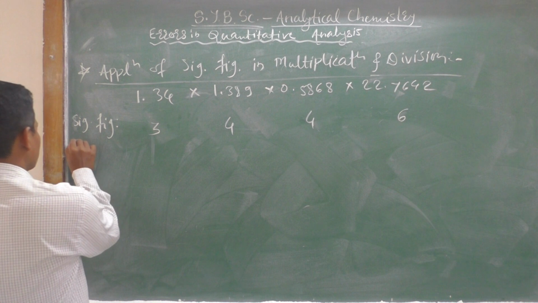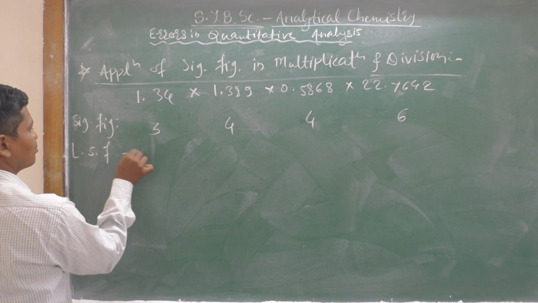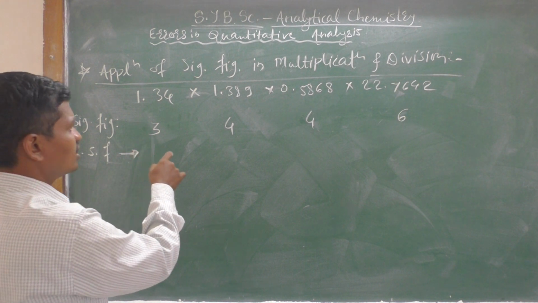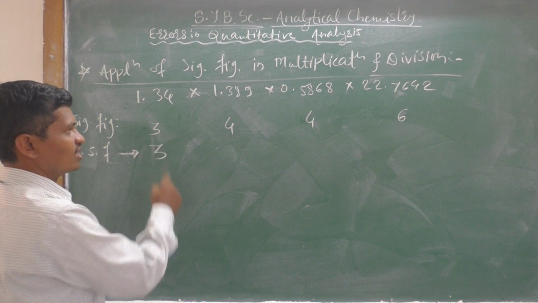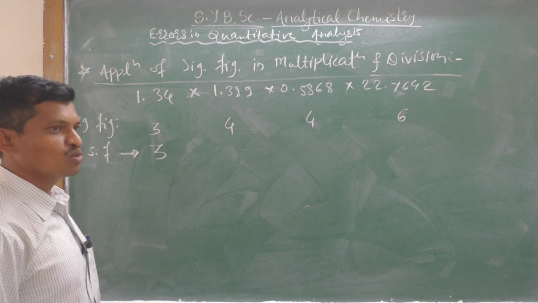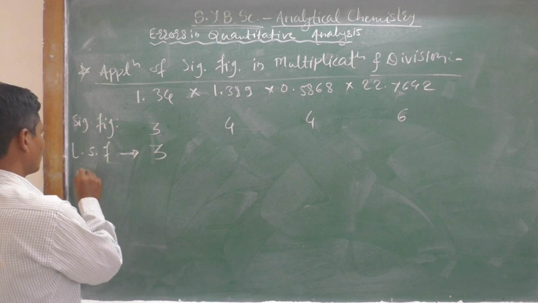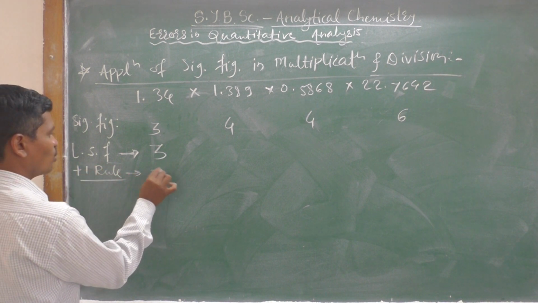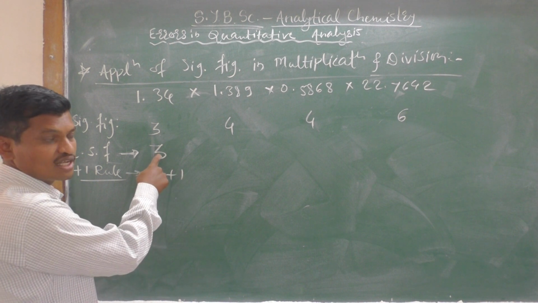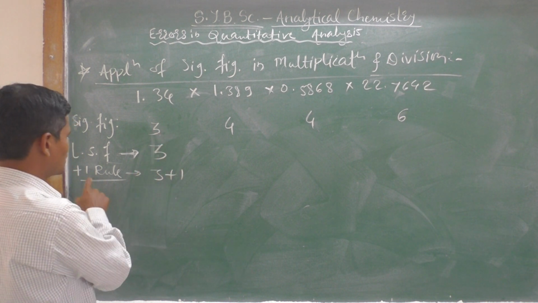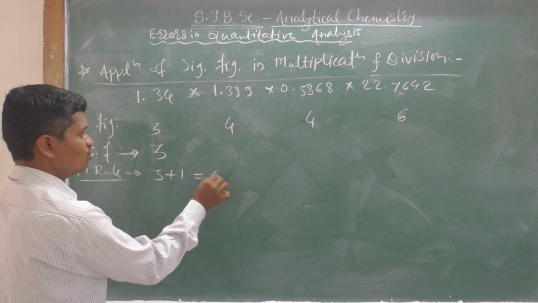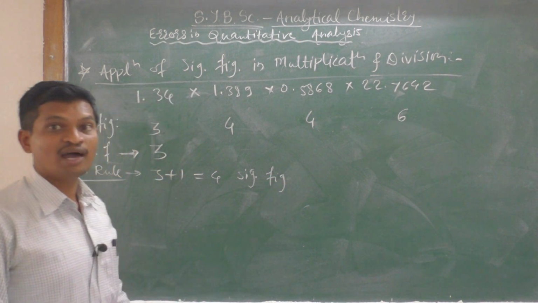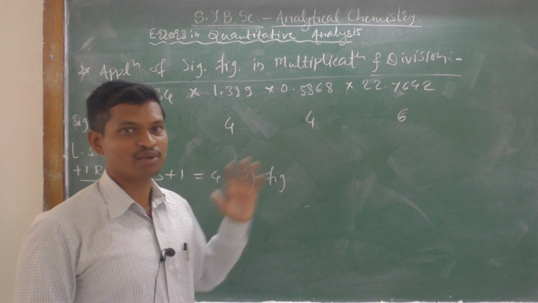So what is the least significant figure, LSF? This is not a standard short form, I am writing it here as short only. The least significant figure is 3. This one, the lowest, is 3. So what does it mean as per the rule? As per the +1 rule, the least significant figure is 3, and 3 + 1 is equal to 4 significant figures. 4 significant figures are allowed for the remaining numbers in your calculation.